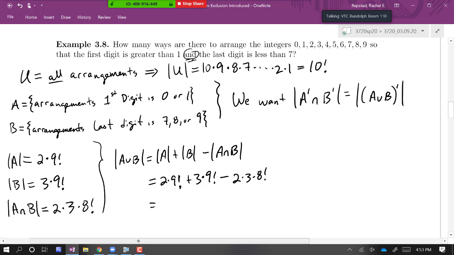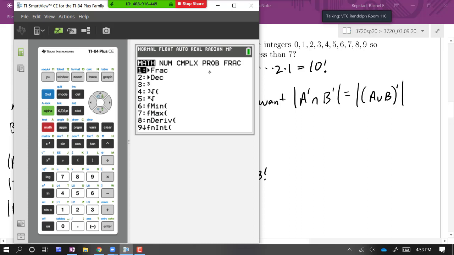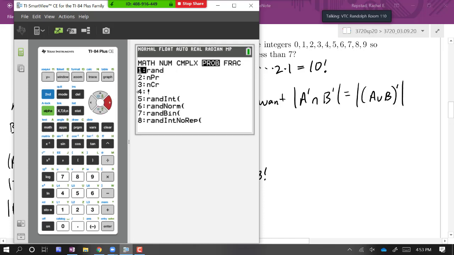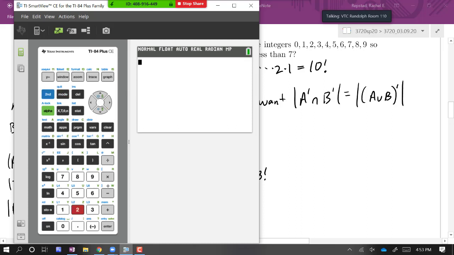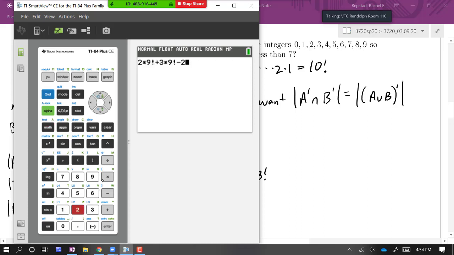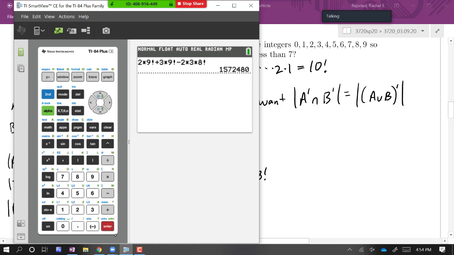And you could find each of those individually. Your calculator can do factorials. If you hit the math button, there's a PRB or PROB menu, that's probability. If you arrow over to that, option 4 is the factorial. So I've got 2 times 9 factorial plus 3 times 9 factorial minus 2 times 3 times 8 factorial. I get 1,572,480.